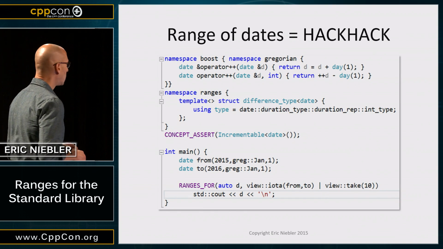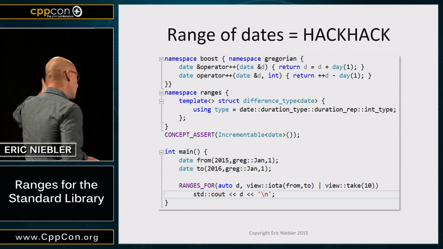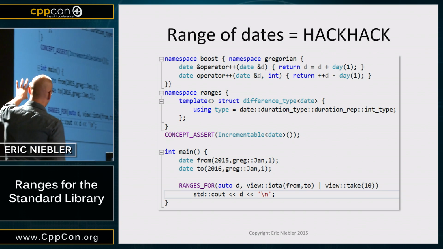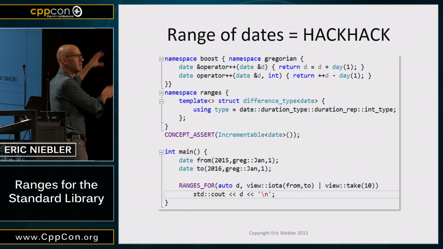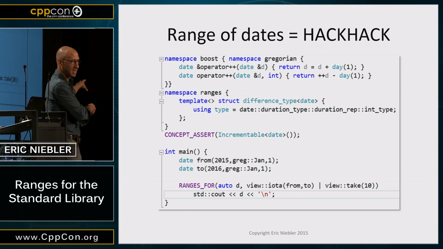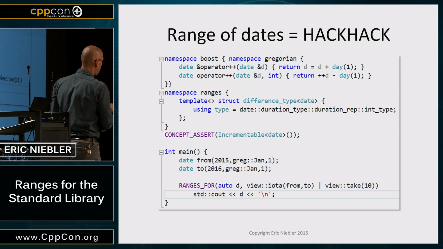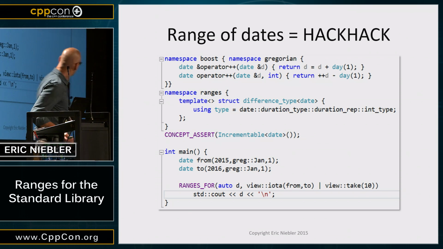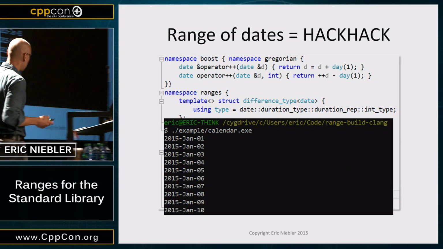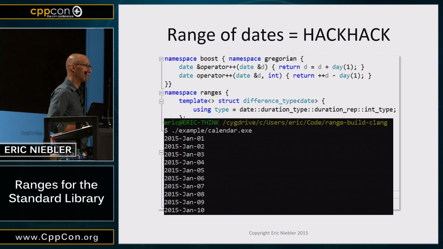Okay, so pay no attention to that man behind the curtain. This is like a really ugly hack here. I'm just going to open up the Boost namespace. I'm going to jam in the operators that I think Boost Datetime should have provided in the first place. This is not nice. Don't do this in general. But it's just to make the code compile. And it does. Once we do that, now we can get a range of dates using view iota, which is nice.